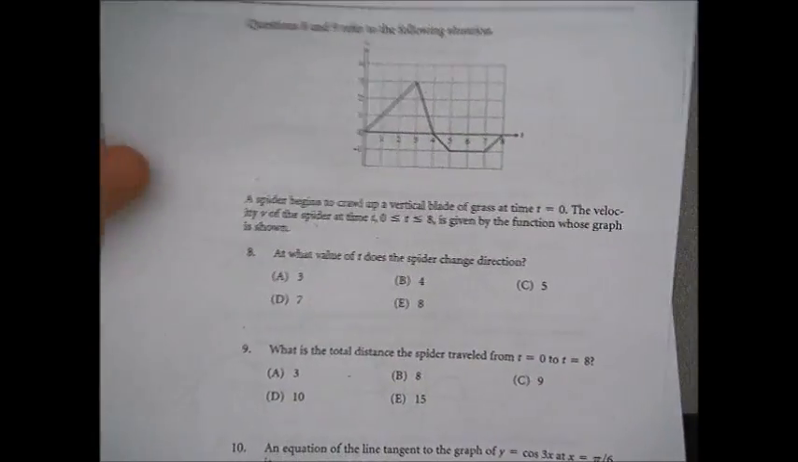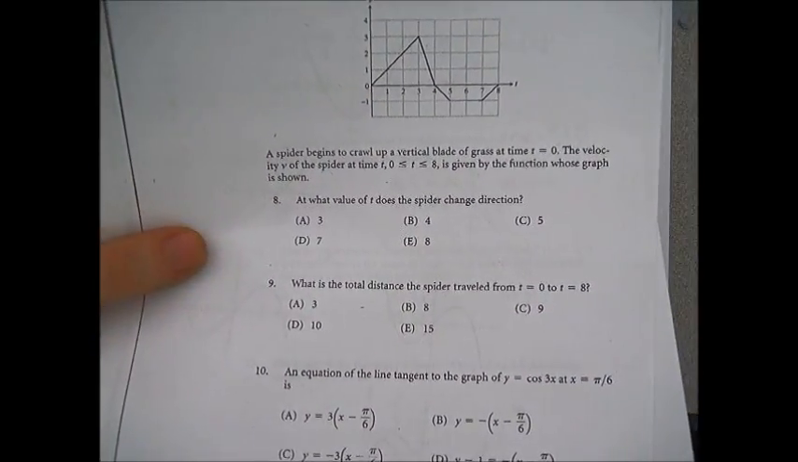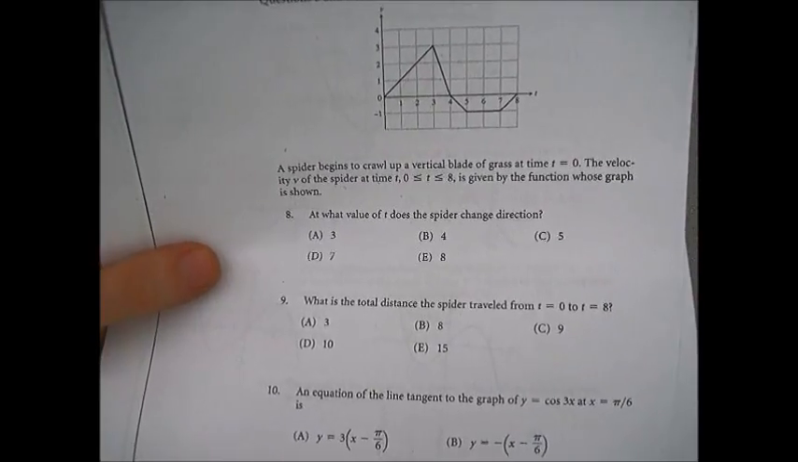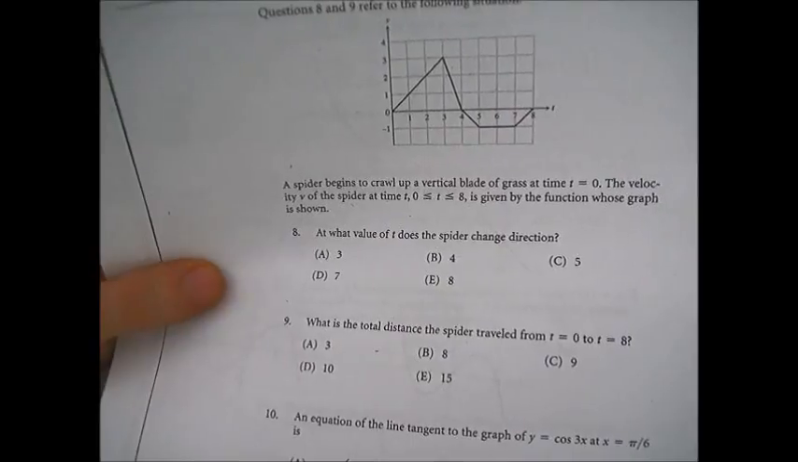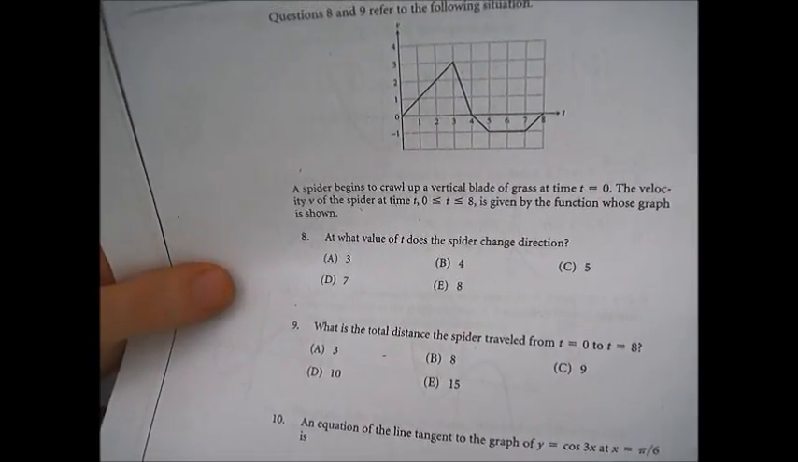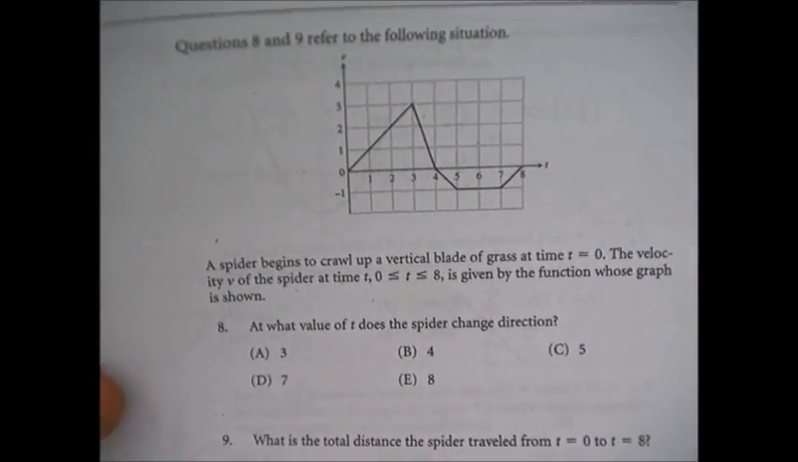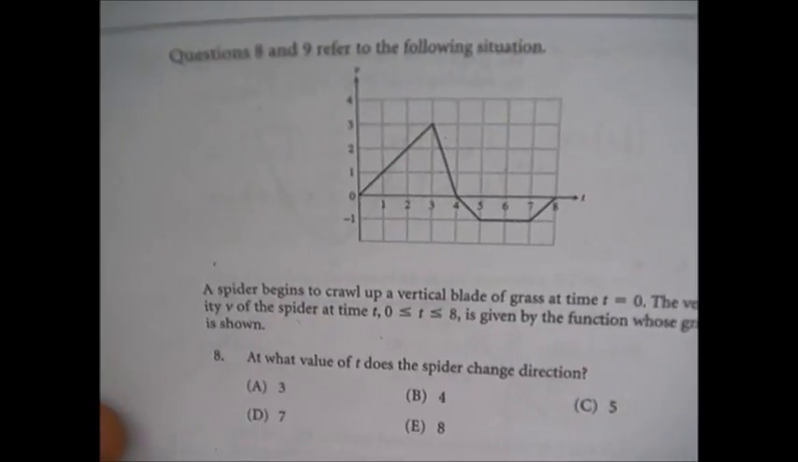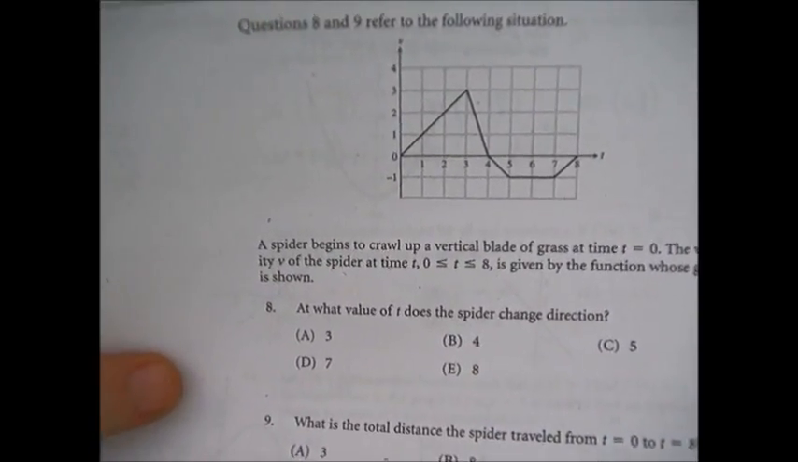Okay, number 8, I'm going to try to hold the graph up here so we can see it. You have it in front of you. It says a spider begins to crawl up a vertical blade of grass at time equals 0. What's the key to this? It says, when does he change direction? When you have a velocity time graph, it changes direction whenever your velocity goes from positive to negative. So if that's the graph of velocity, you would change direction wherever the velocity becomes what? 0. So in this case, it would happen at t is equal to 4.